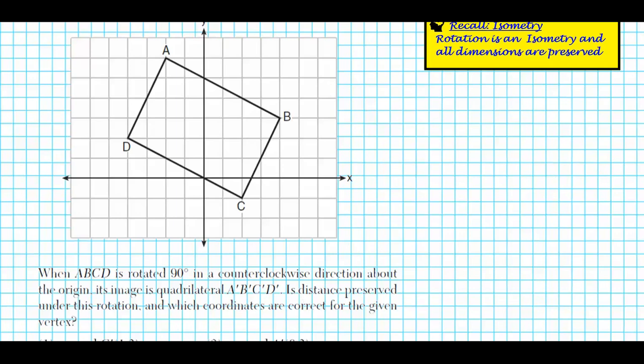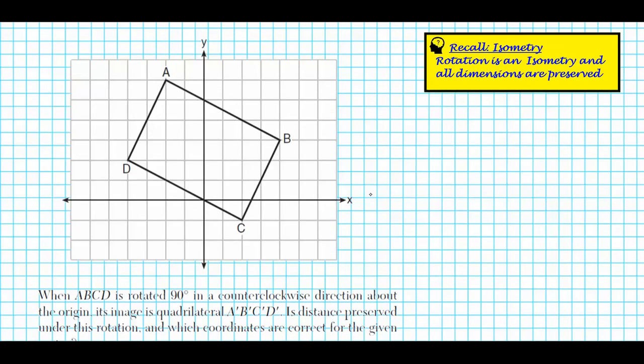One thing you want to recall concerning transformations is that a special group of transformations are called isometries. Isometries, as the word indicates, involve a transformation that does not change the sides or angles, any dimensional component of a geometric figure. One isometry is rotation. Rotation, reflection, and translations are isometries. So if you rotate an object, it does not change the size. So distance is preserved.